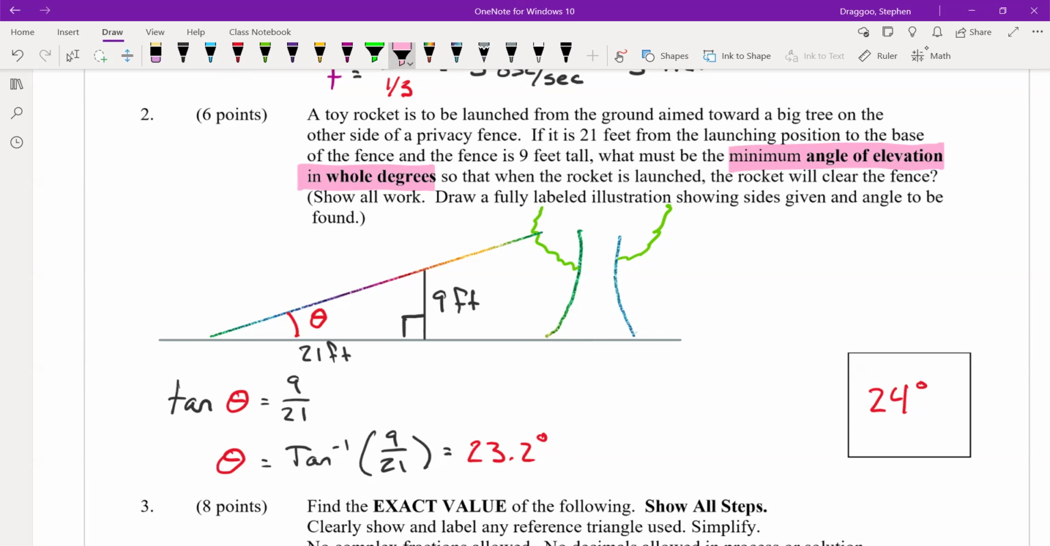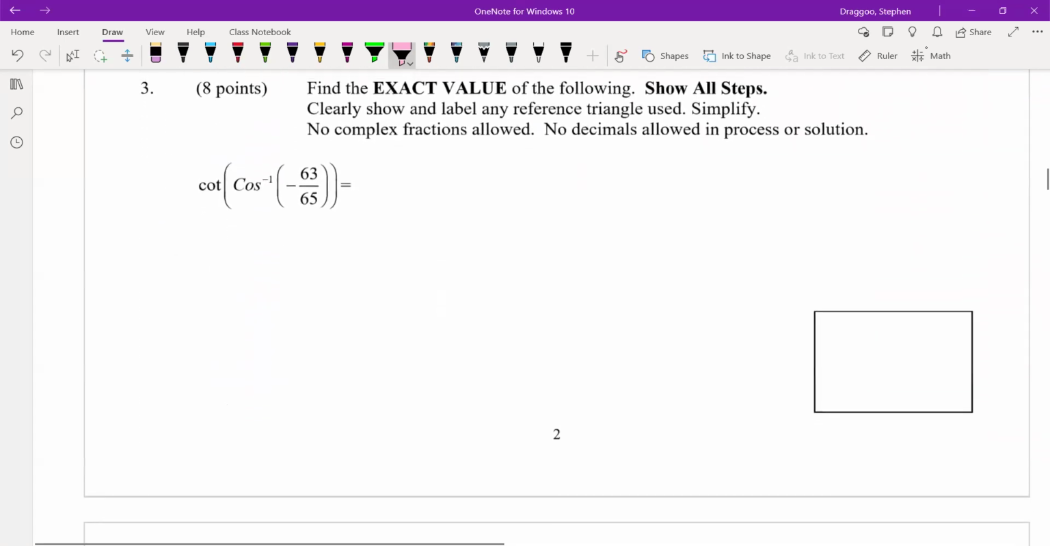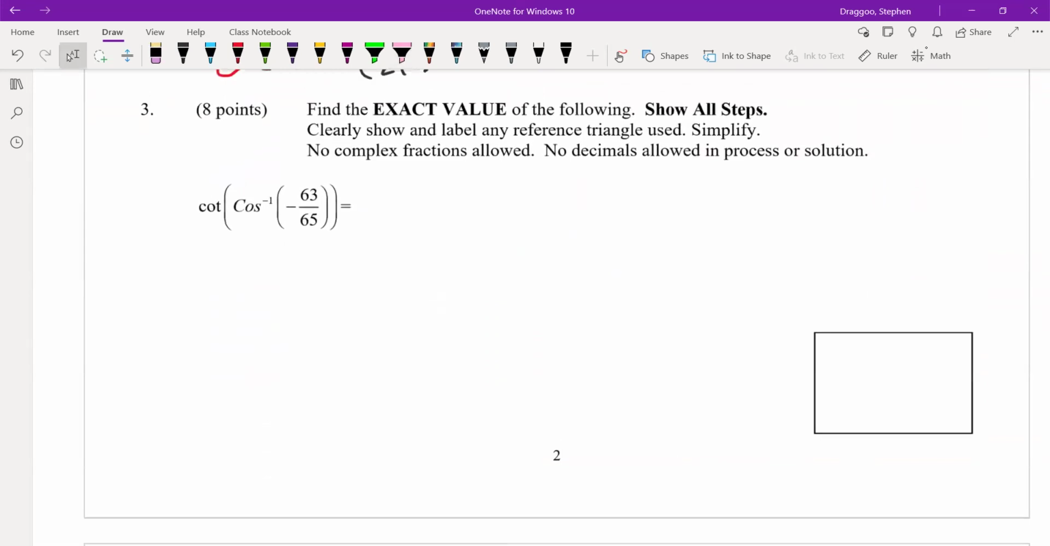All right. Let's take a look at the next one down. All right, finding the exact value of the following trig expression. Clearly show and label any reference triangle used. Highlight that in here too, because we'll need a reference triangle to solve this one.